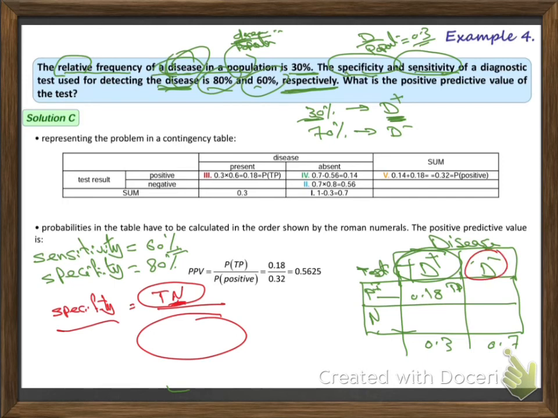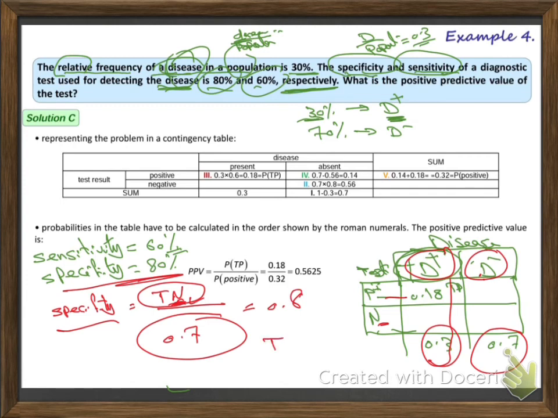In the case of positive, it will be positive and the total of the positive disease, okay? But this is for sensitivity. For specificity, it will be the true negative divided by the total of the disease. Disease not there is 0.7, so equals, specificity was 0.8, okay.